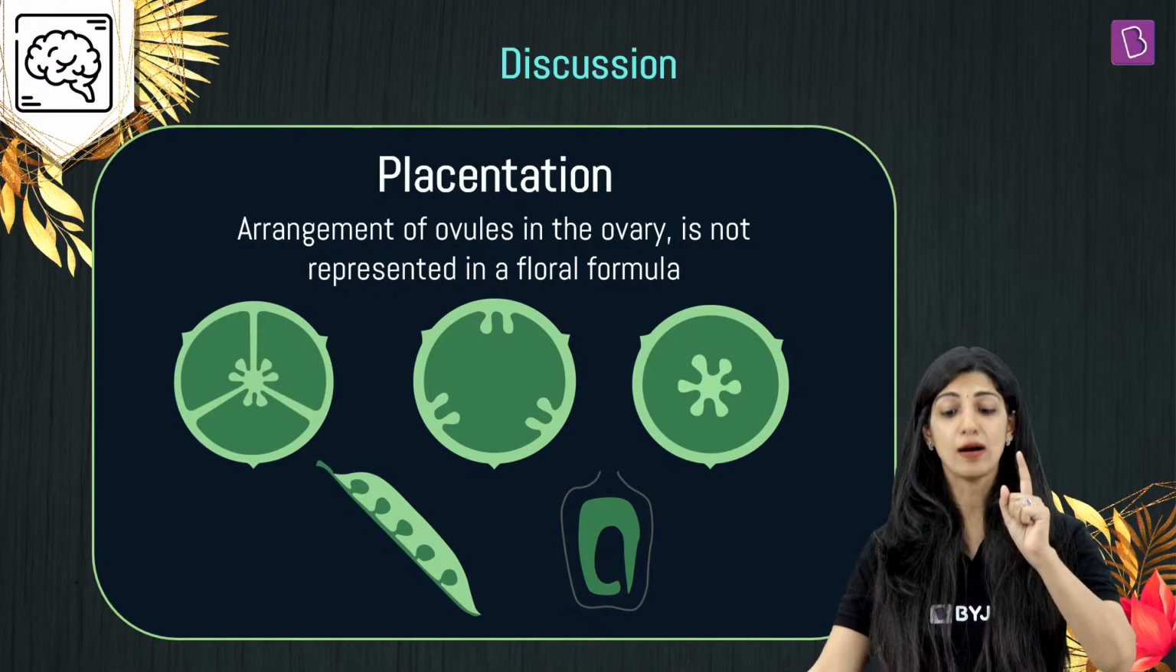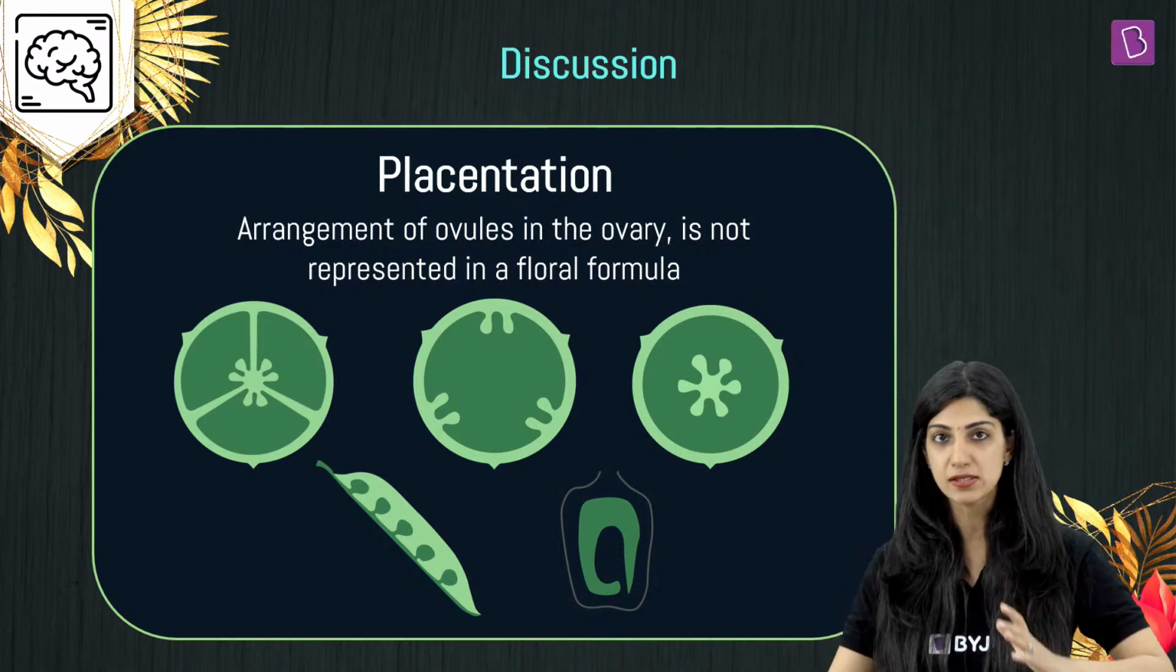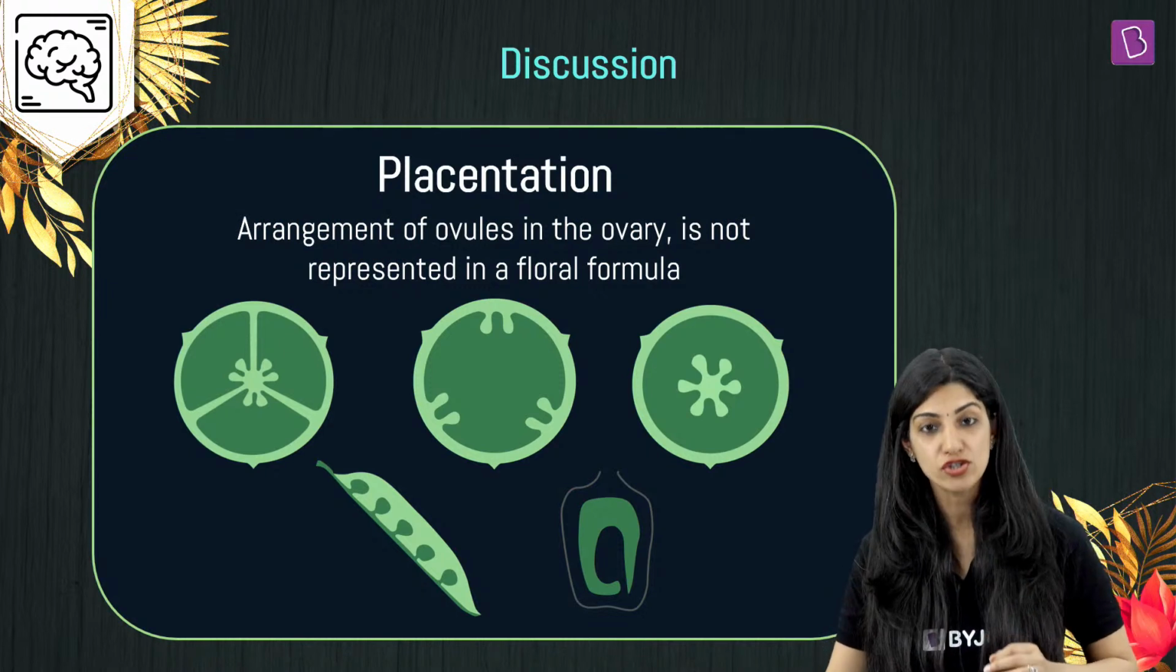Talking once again about placentation, it is an arrangement of ovules in the ovary along the placental tissue. There are various kinds of placentation that you see in angiosperms.